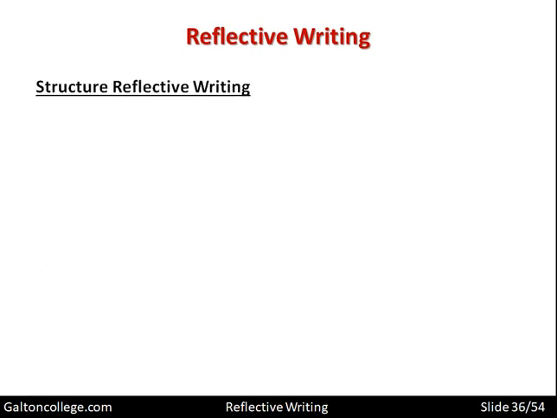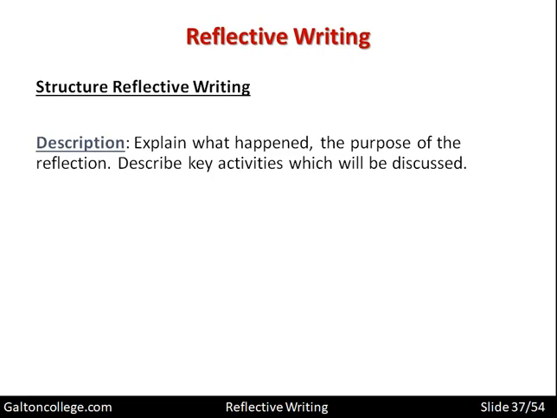Now, structure of reflective writing. Well, first of all, the description. Explain what happened, the purpose of the reflection, and describe the key activities which will be discussed. So when you're setting out a reflective document, just explain at the start what it is you're going to deal with, why you're reflecting on it, and describe what you will deal with in the reflective document. In other words, that will be your introduction. And you are describing the reflective work in a paragraph, let's say, which is really your introduction.